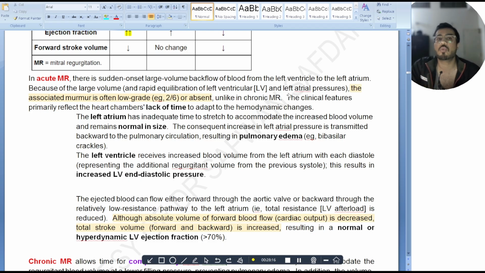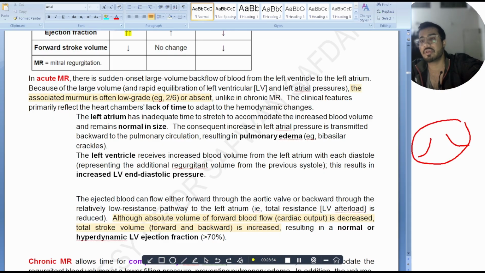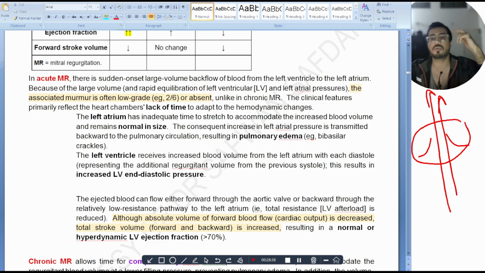Because equilibrium develops. The associated murmur is often one more high yield thing. In acute mitral regurg, the sound of the murmur won't be that audible. The reason is that because this is the amount of gap in acute mitral regurg, there's not going to be any turbulence, so you won't be able to hear a murmur.